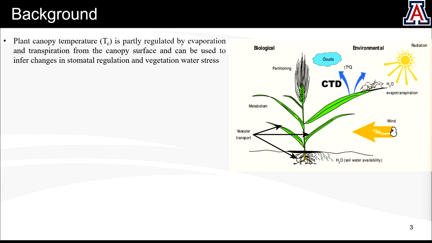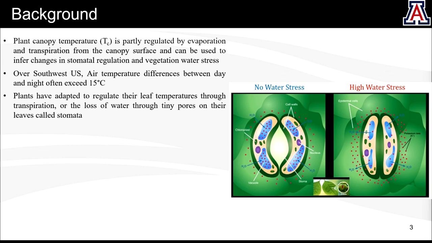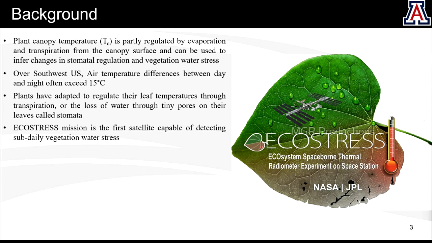Plant canopy temperature is partly regulated by evaporation and transpiration from the canopy surface and can be used to infer changes in stomatal regulation and vegetation water storage. Over southwest US, air temperature differences between day and night often exceed 15 degrees Celsius, and also plants have adapted to regulate their leaf temperature through transpiration, or the loss of water through their tiny pores that are called stomata.